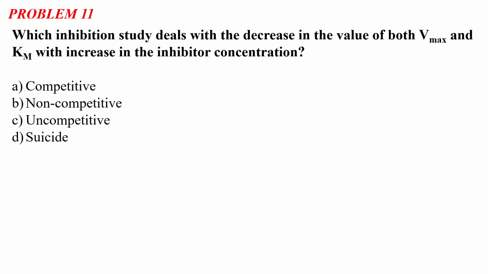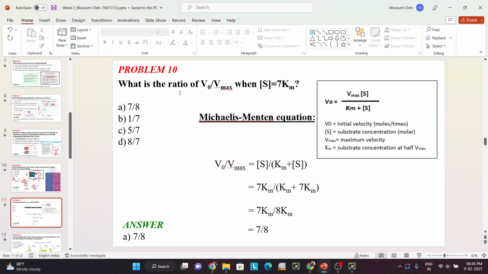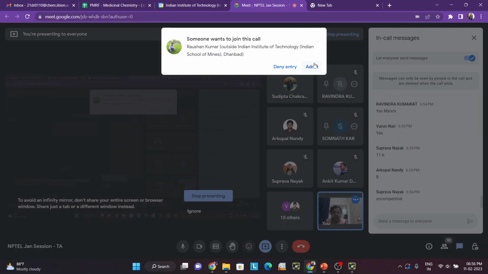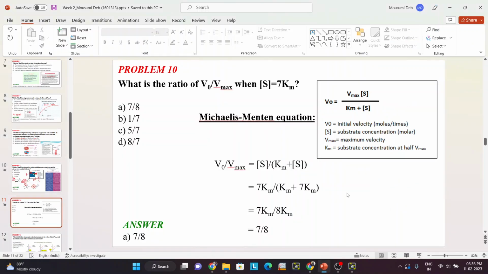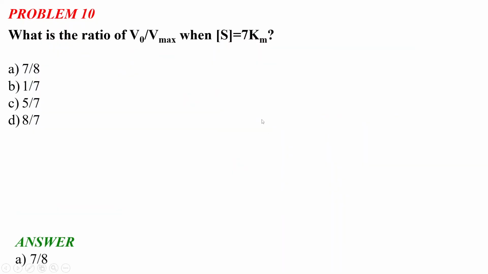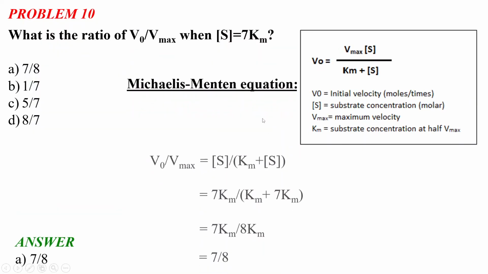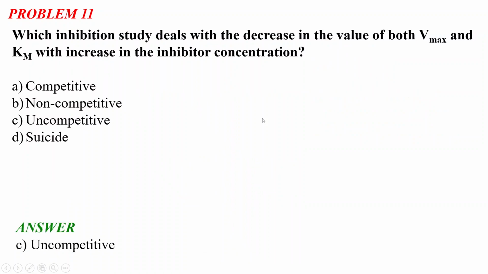Which inhibition study deals with the decrease in the value of both Vmax and Km with the increase of the inhibitor concentration? Do we have any answers? Okay, somebody says uncompetitive, B, 2 to 3 people have answered this. Let's check out the correct answer. Yes, the correct answer is uncompetitive inhibition.